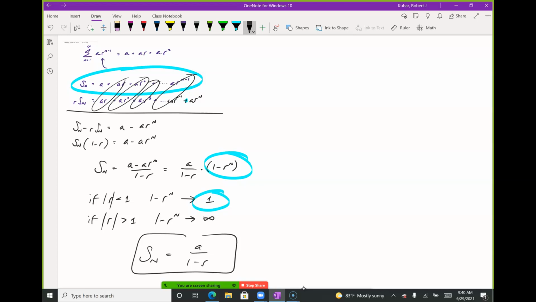So it's kind of cool, but you're going to use that geometric series sum piece in a bunch of the homework.